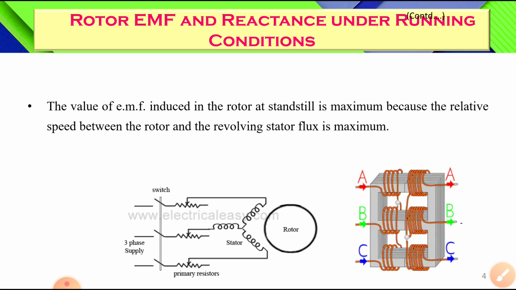The value of EMF induced in the rotor at standstill is maximum because the relative speed between the rotor and the revolving stator flux is maximum. The RMF is rotating at synchronous speed. Our rotor is at standstill, that is 0 speed. So the relative speed between the rotating RMF and rotor conductors is maximum, dφ/dt is more, so more EMF is induced, just like it acts as the secondary of a transformer.